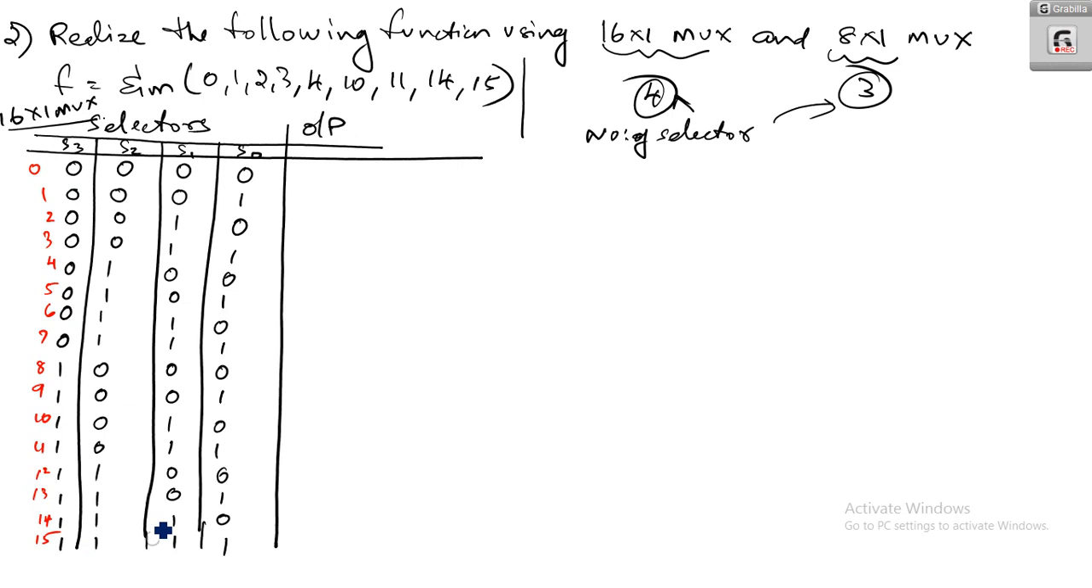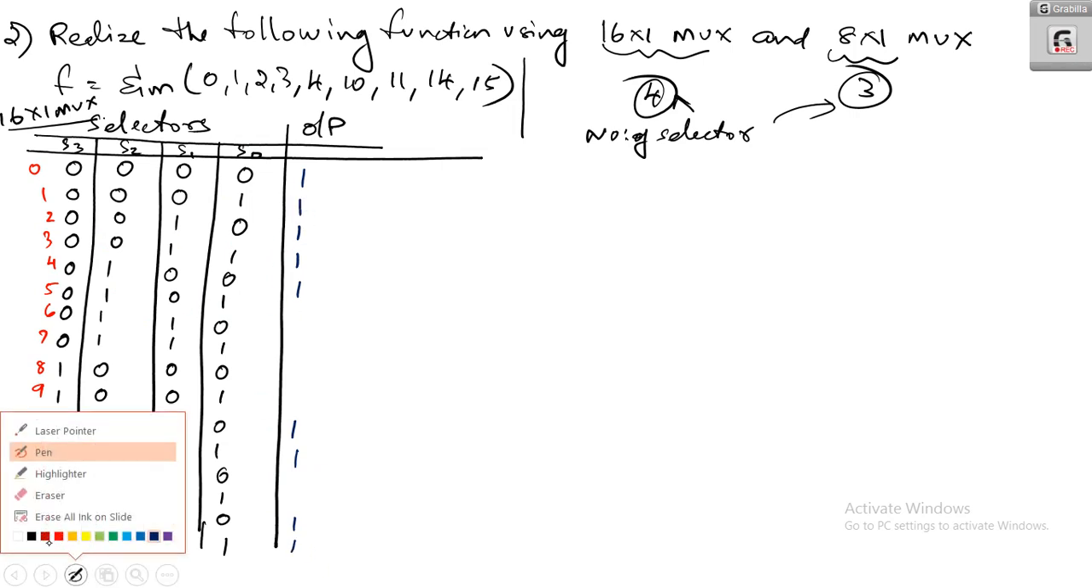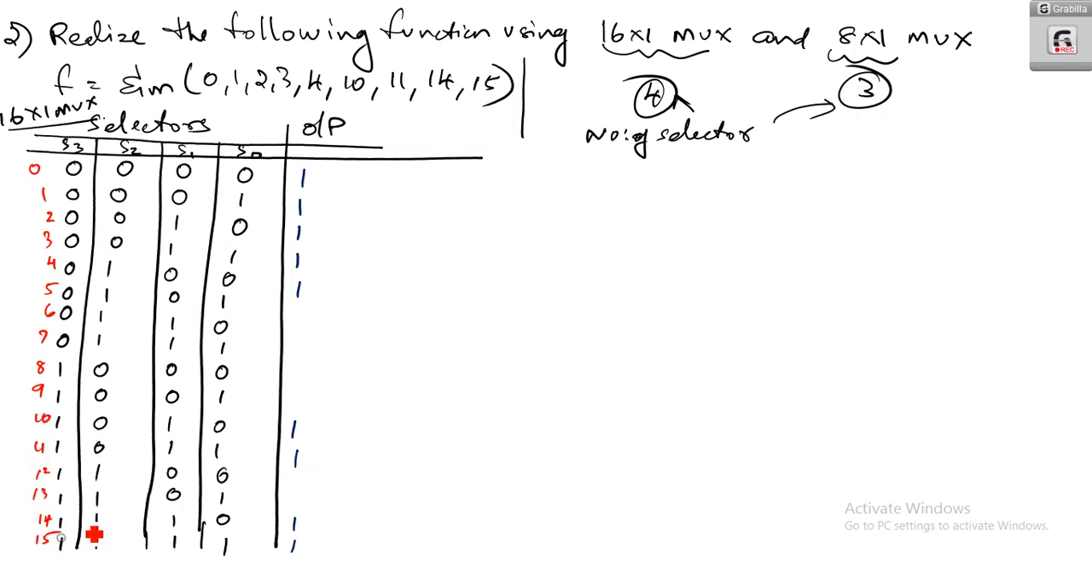Now if you write the corresponding outputs, for 0, 1, 2 and 3 the output is 1. Then for 4 also the output is 1. Then comes 10, for 10 the output is 1. For 11 the output is 1. For 14 the output is 1, and for 15 the output is 1. For all others, the output remains 0.